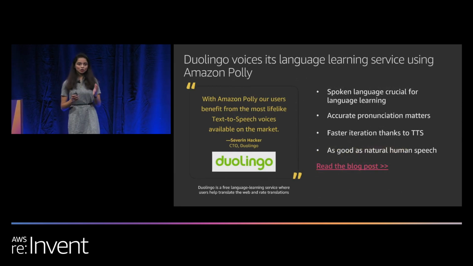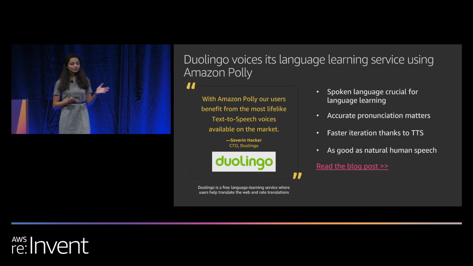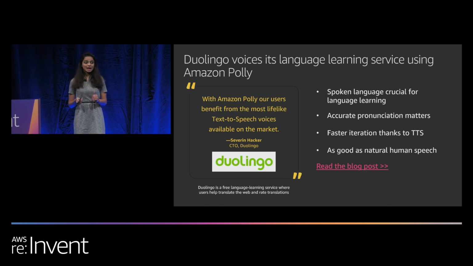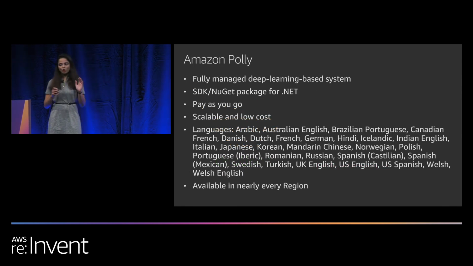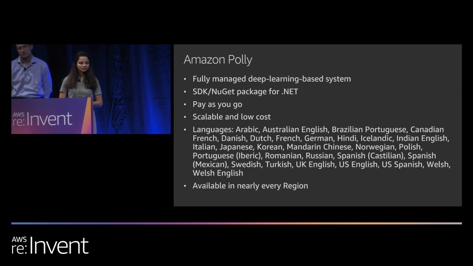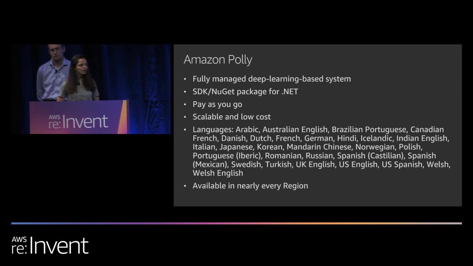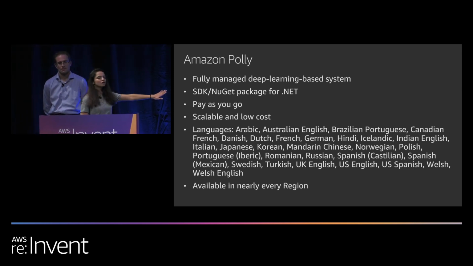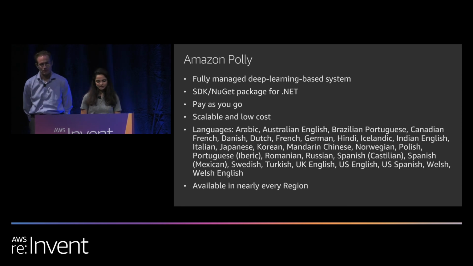So according to Duolingo, which is a language learning app, right? Their CTO said that with Amazon Poly, they were able to produce the most human-like text-to-speech voices available on the market. And that's a pretty great endorsement. So like all other services, Poly is again fully managed. You have a NuGet package and it scales, pay as you go, same things. And it's available in almost all regions.